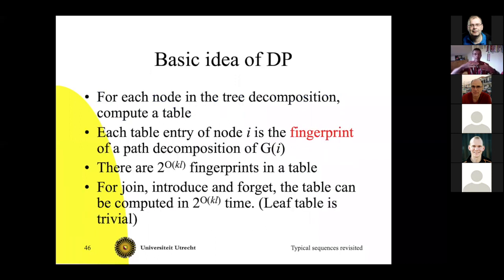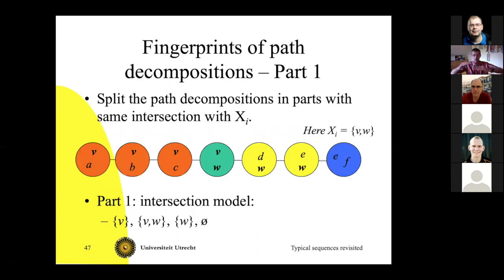And the basic idea of these algorithms is that for every node in the tree decomposition, we are going to compute a table, and every table entry is the fingerprint of some path decomposition of this associated graph. And then the number of fingerprints is 2 to the order kL. And then for join, introduce, and forget nodes, you can actually compute these tables in order 2 to the kL time. And the leaf table is basically trivial. So to understand the algorithm, we really have to understand what the fingerprint of a path decomposition is. And the fingerprint basically consists of 2 aspects.